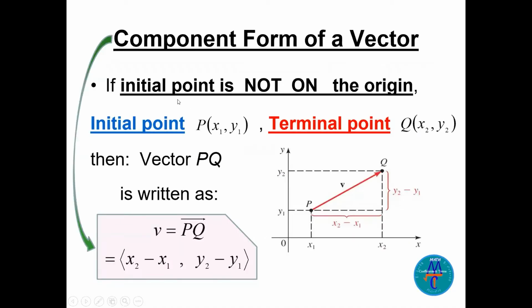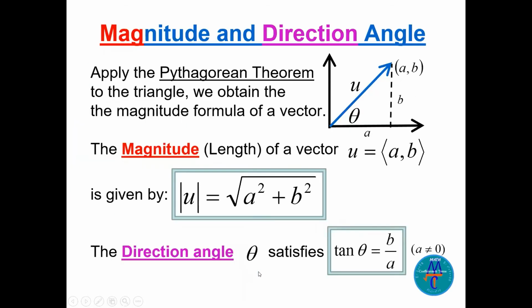Component form. See, this is an example where the initial point is not on the origin. So we have a vector starting from P to Q. It can be in any place. So we call the initial point P, (x1, y1). These are the coordinates of the point P. The terminal point is Q, (x2, y2). So we can write the vector PQ, starting from P to Q, as x2 minus x1, that's the first component, y2 minus y1. So this is the component form of a vector in general.